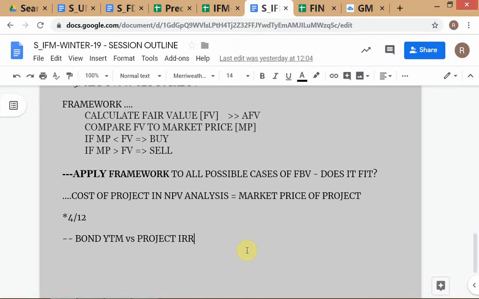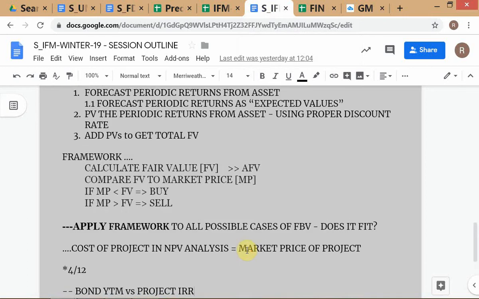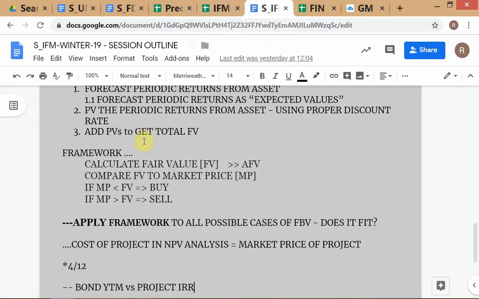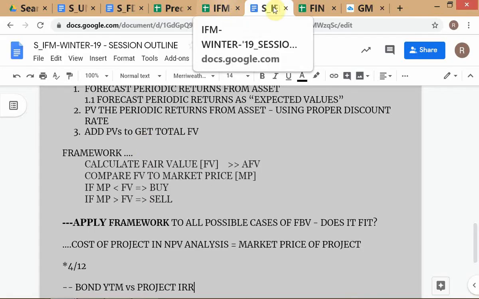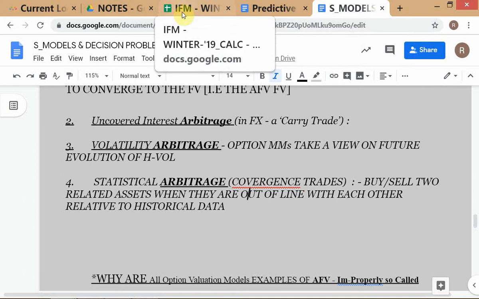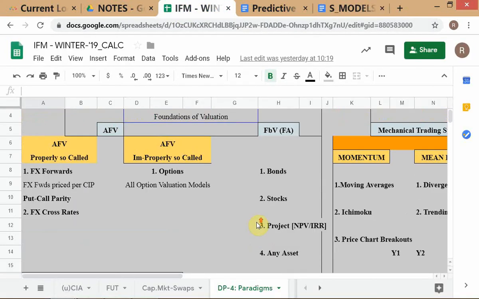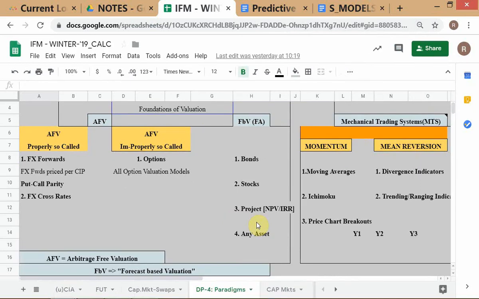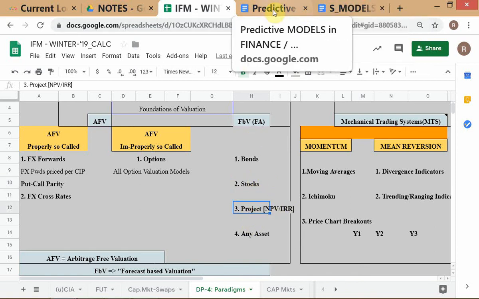So this being the market price of the project, what we discussed. If you see here, you can just go through. I don't want to spend too much more time on this. Where is the calc file? So the basic idea here is that we'll make this 90. So the idea is, if you see again in the case of the project, what you're comparing is, where did I have that?